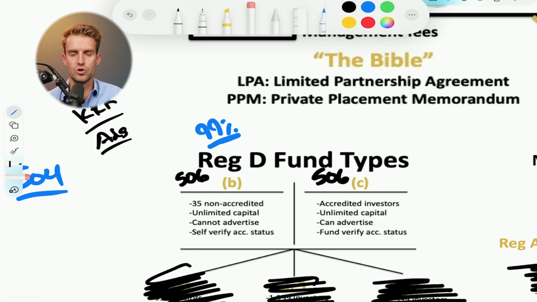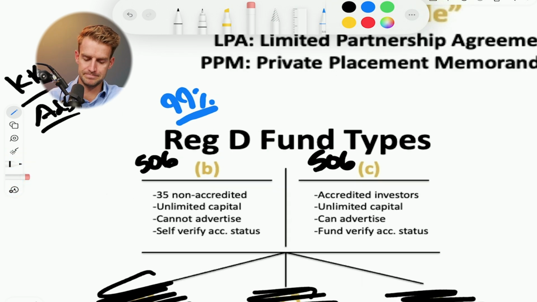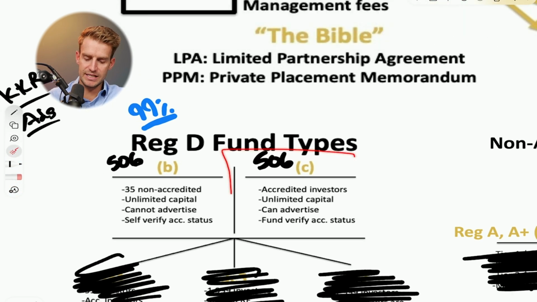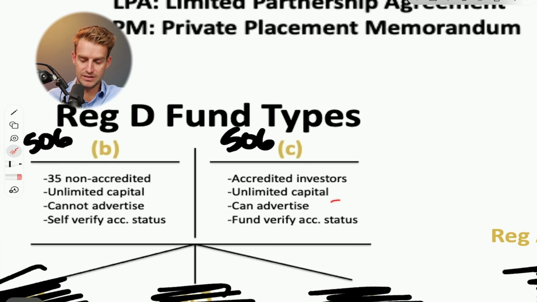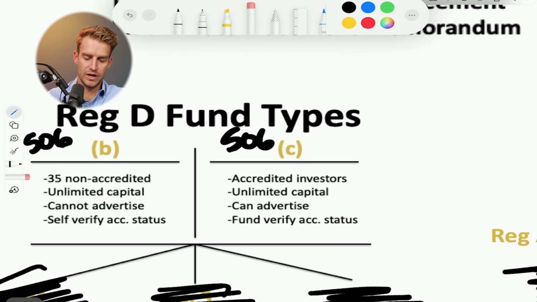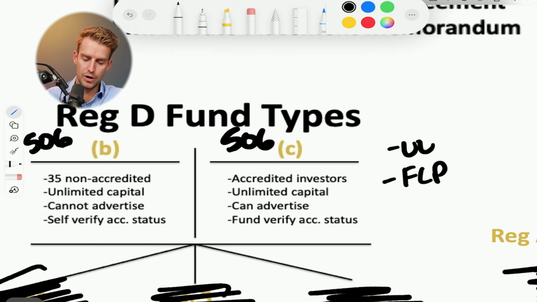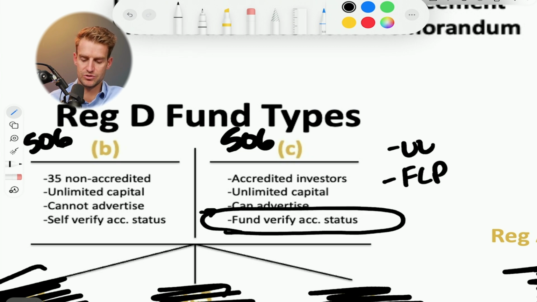You're not going door to door. You're not speaking at a big conference and pitching your fund on stage. That would be general solicitation. Hopefully that makes a little bit of sense. Over here on the Reg D 506C, let's talk through this one. You can advertise. Both of my funds right now are Reg D 506C, my Ugly Unicorn Fund and Fund Launch Partners. We did that because I am on social media so much, and I'm probably going to talk about my funds, so I want to be able to advertise or talk about my funds online. Now, the fund has to verify all investors are accredited.